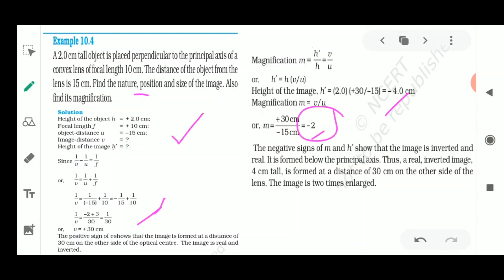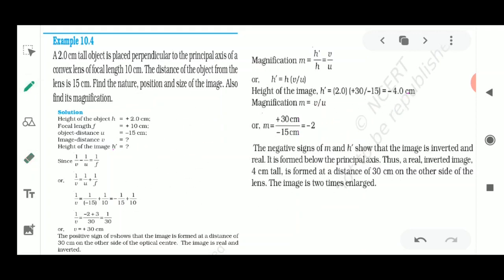Now this minus sign indicates that the image is inverted and real, and it is formed below the principal axis. Thus the real inverted image is 4 centimeters tall and is formed at 30 centimeters on the other side of the lens. So the image will be 2 times enlarged compared to the object. That is the magnification.